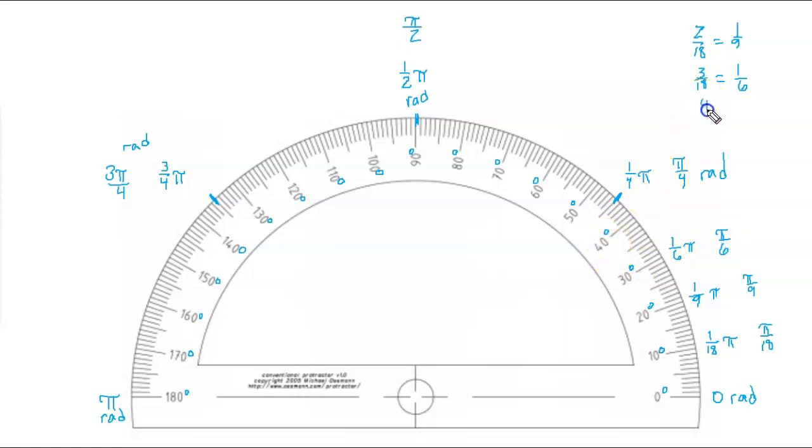Now 4/18, well, it reduces too. Not all the way down to 1 though. It looks like 2 will go into both of these, so that's going to be 2/9. So now I have 2/9 pi, or 2 pi over 9, and so forth and so on. So you can see how we're building these fractions, and now we have an exact radian measure and not just a decimal approximation.